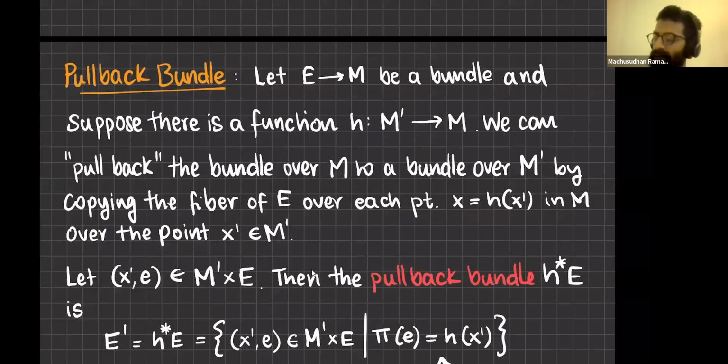What I mean is that for each point x in M, you can write x as h of x prime, where x prime is a point in M prime. Now I consider pi inverse of x. Pi inverse of x is just f x, the fiber over x. What I do is I associate a copy of that fiber to the point x prime.